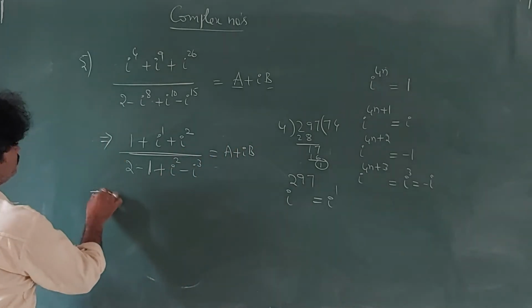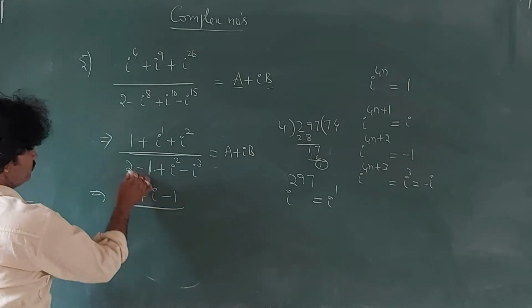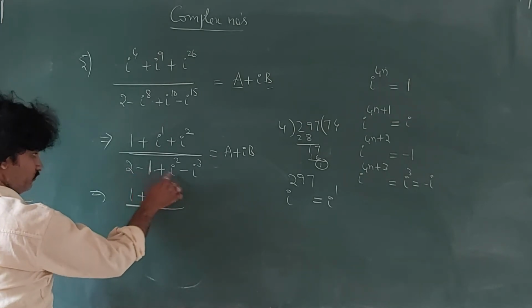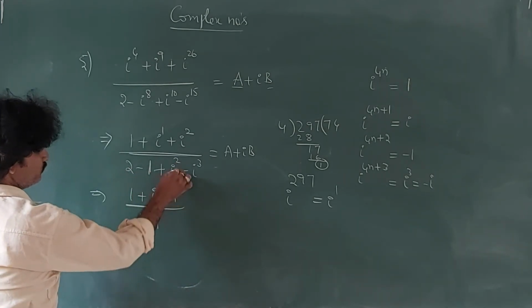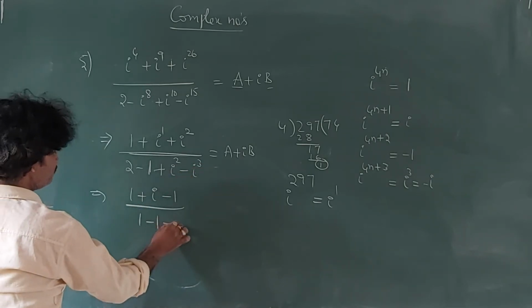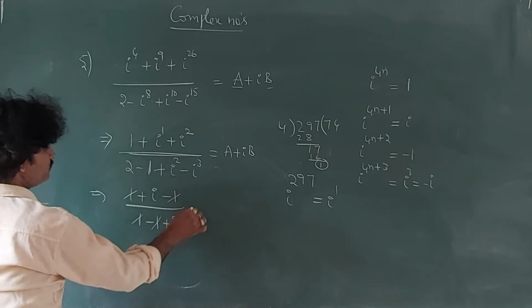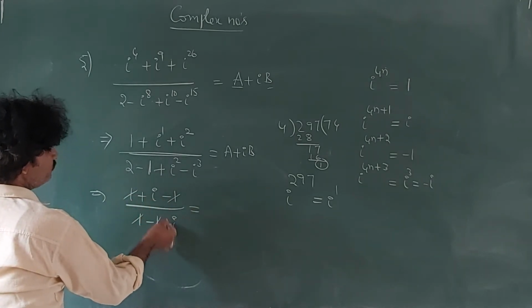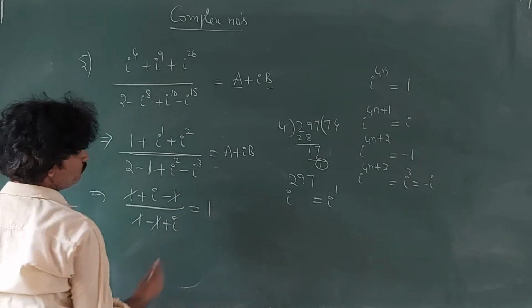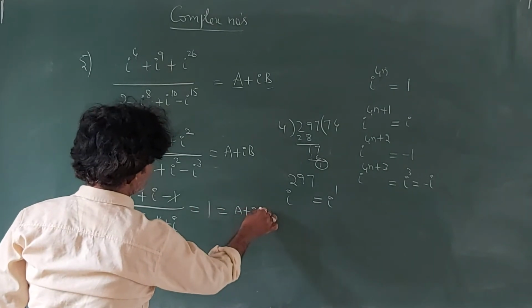Now also check. 1 plus i square, whose value is minus 1, gives 2 minus 1, which is 1. i square value is minus 1, i cube value is minus i. Minus 1 minus plus 1, so 1 and 1 cancel, 1 and 1 cancel. Simply i is left, and i also cancels. So 1 is equal to a plus i.